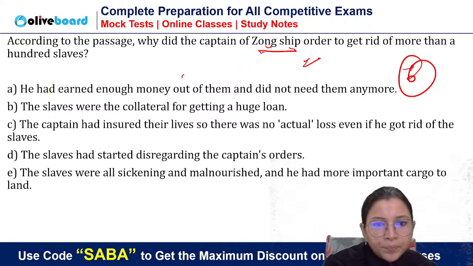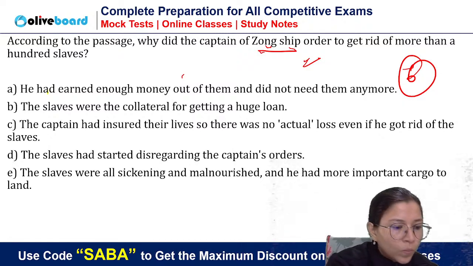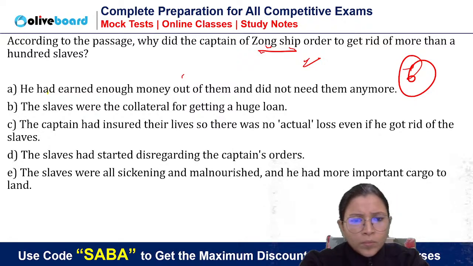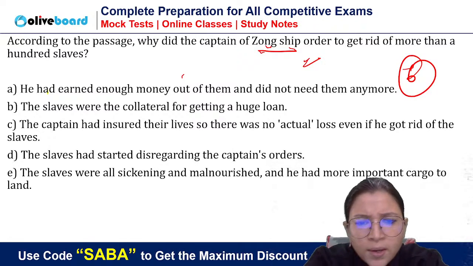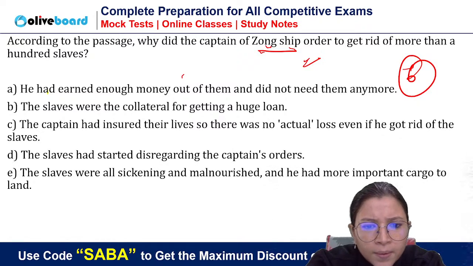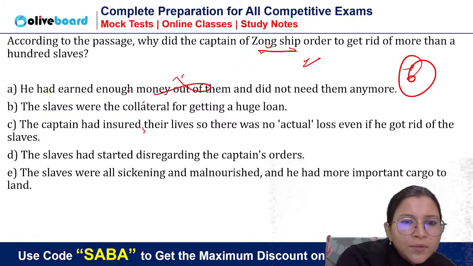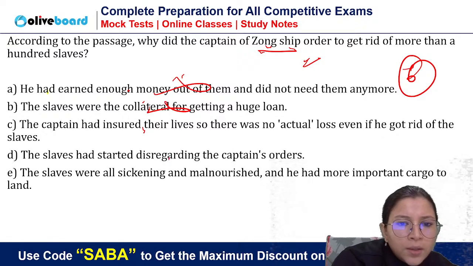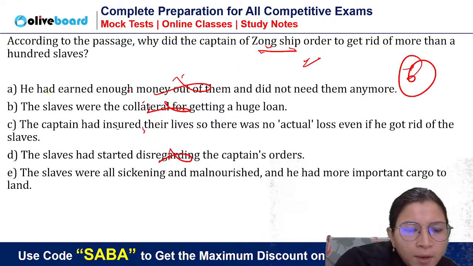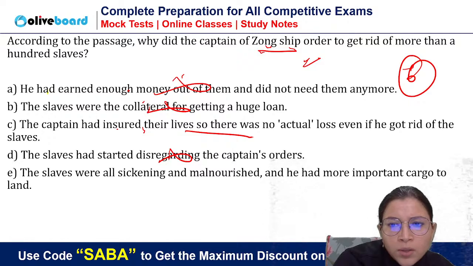Sixth, C. Where is this written, guys? Let's see. The captain had ensured he had earned enough money. The slaves were collateral for getting a huge loan. These three are eliminated. The captain had insured their life, so there was no actual loss even if he got rid of the slaves.